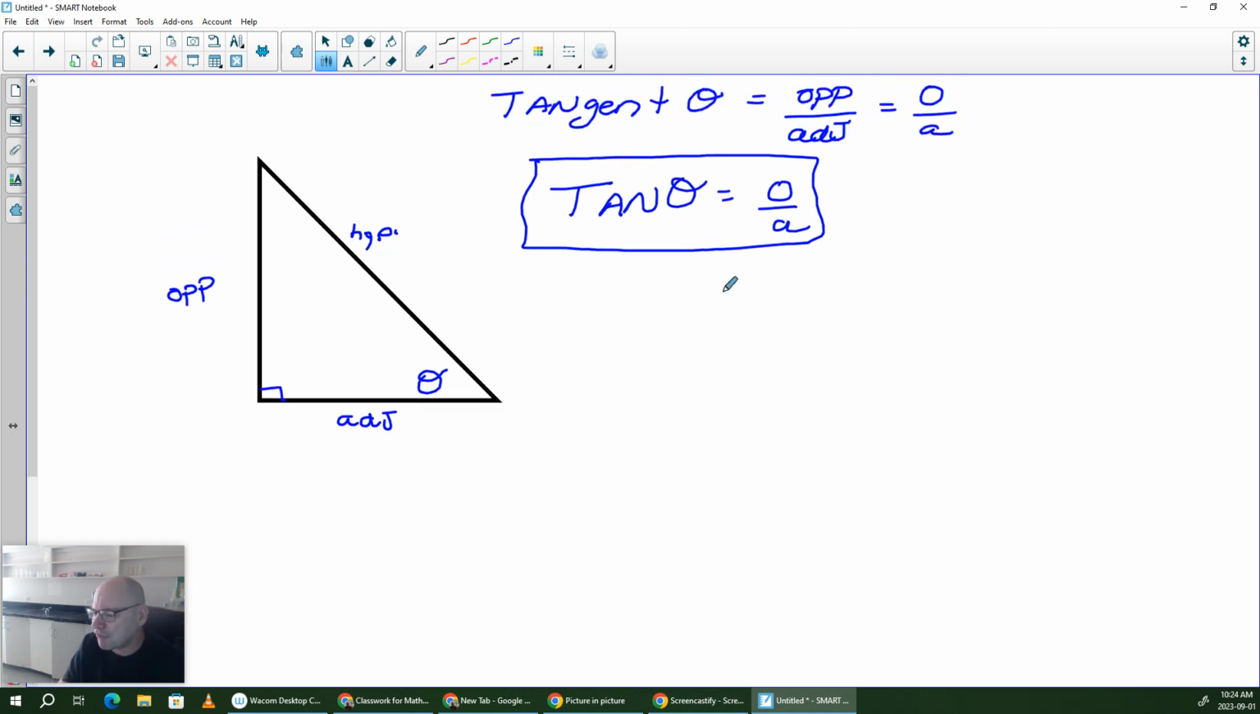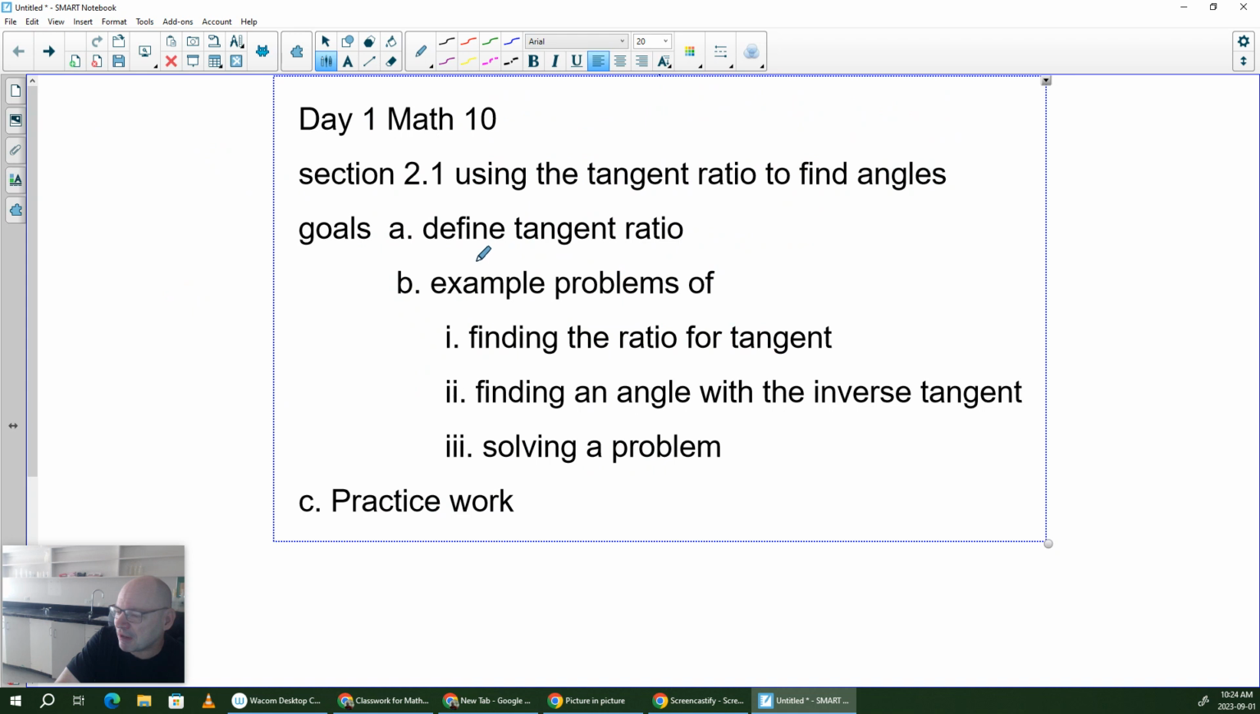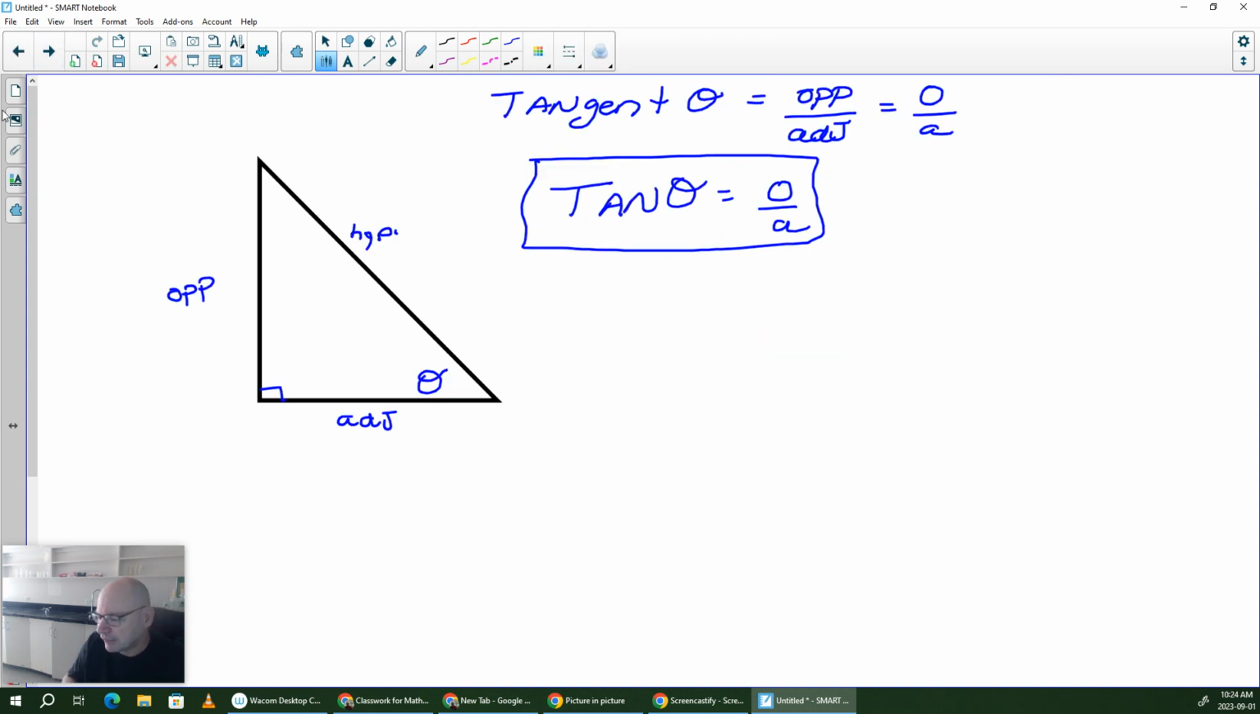Okay, so that gives us an idea of the first example, if we go back to our opening page, which is to look at, now that we know the definition, what is finding the ratio? Well, finding the ratio is quite easy. So if we look at some examples of finding ratio, okay, so we'll call this find the ratio, or, well, I guess we're not going to say ratio, we'll say tangent of theta.